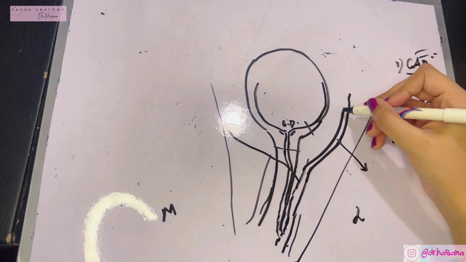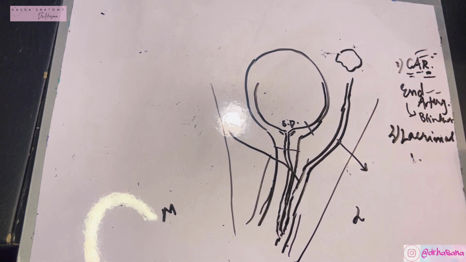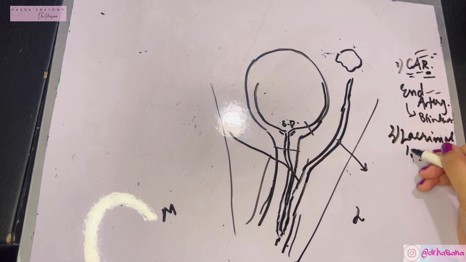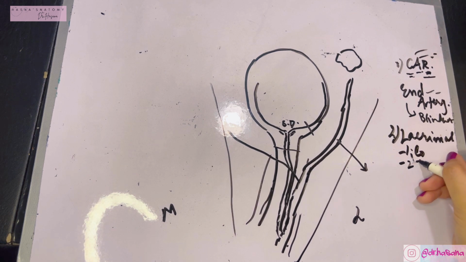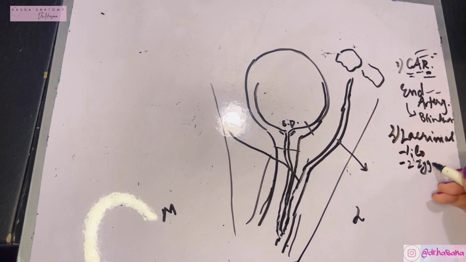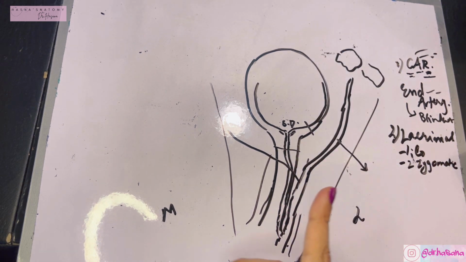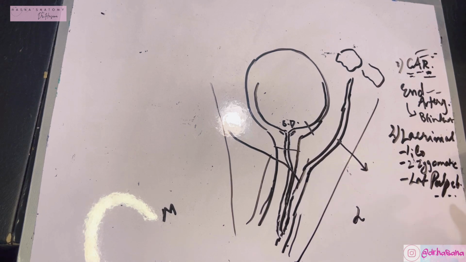The first branches it gives are to the lacrimal gland, which is kept over here in the lateral part. It gives two zygomatic branches, because we all know the zygomatic bone lies laterally. One runs in the zygomaticofacial foramen, one in the zygomaticotemporal foramen. After that, it gives the lateral palpebral branches. Palpebral means eyelids, so these branches supply the eyelid from the lateral side.